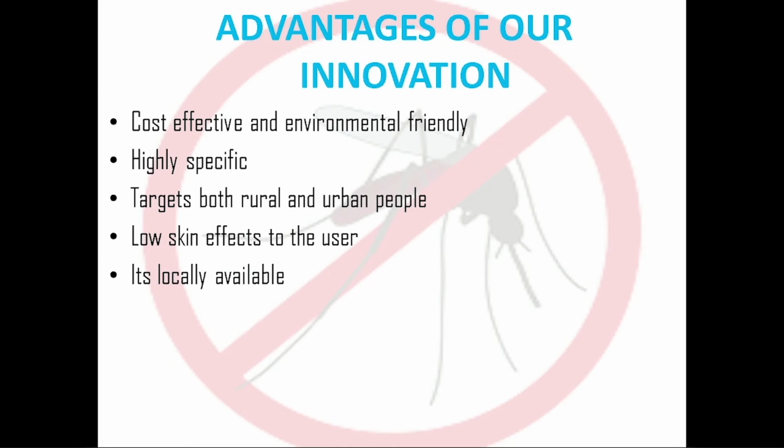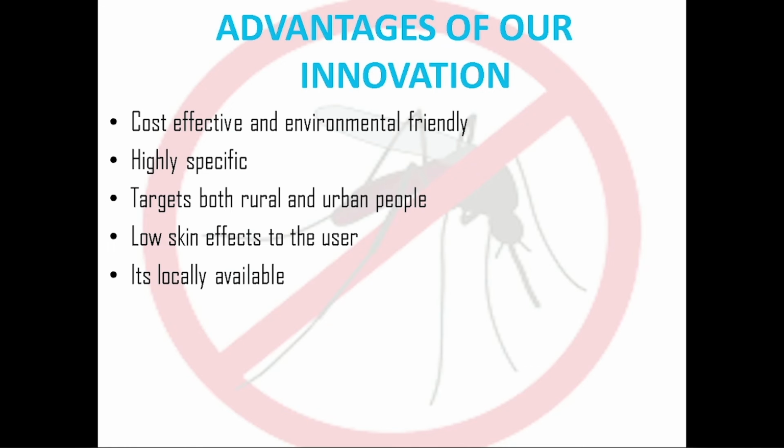Then it will be targeting both the rural community and the urban community. People in the urban centers have electricity, but the urban centers are very few. We have more rural areas than urban centers, where there is no access to electricity. But there is access to sunshine, which can be trapped by the solar panel and converted into electrical energy, and the system works. This system of ours has a low skin effect to the user because it is not in direct contact with the skin.